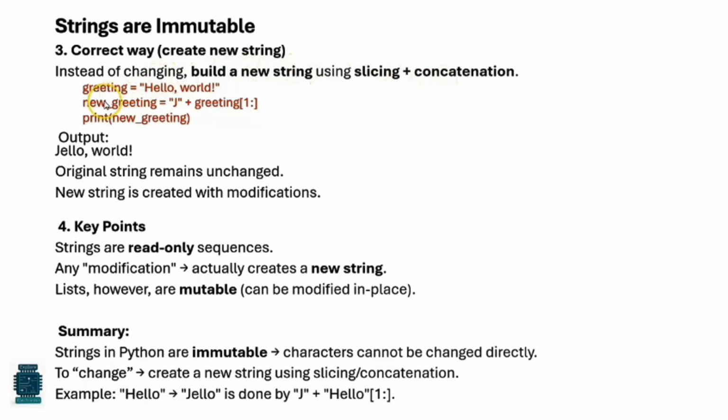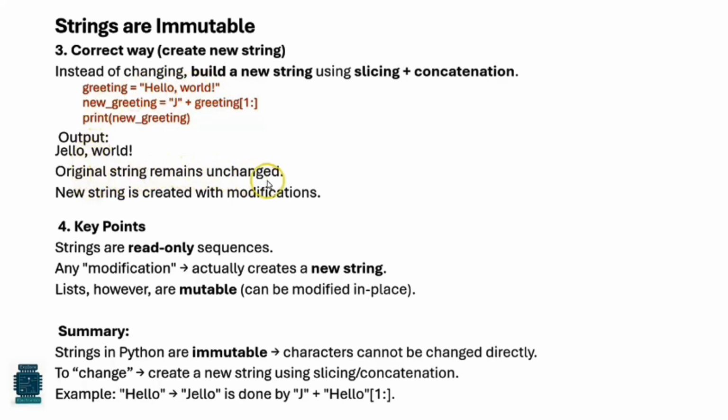Greeting is equal to hello world. New greeting is equal to J plus greeting 1. In the first place, I am changing it to J, which means I am using slicing as well as string concatenation. Got it? Here, print new greeting. I will get the output as Jello world. Why? Because I have changed the first letter, that is H, to J. That's why I get Jello world in the output.